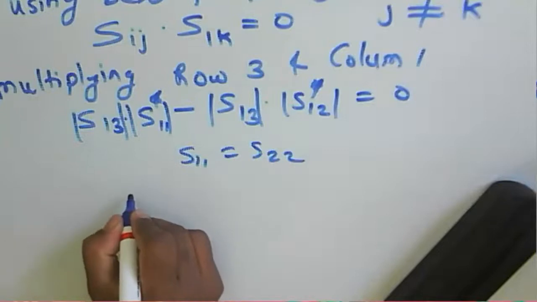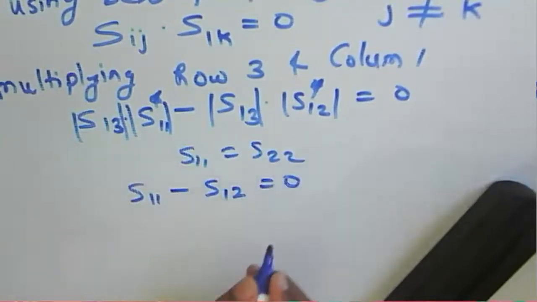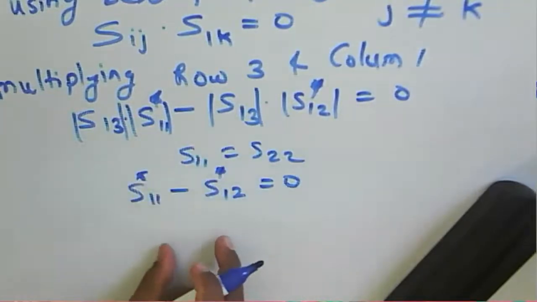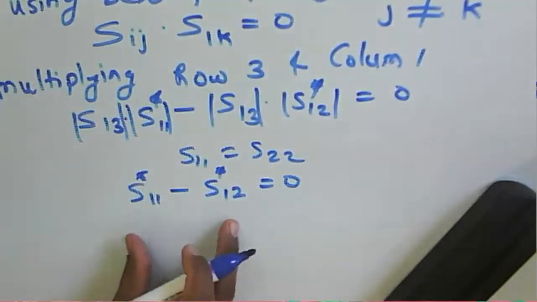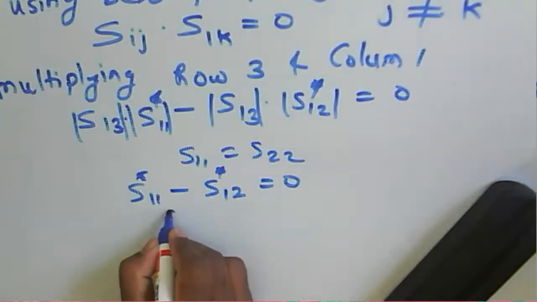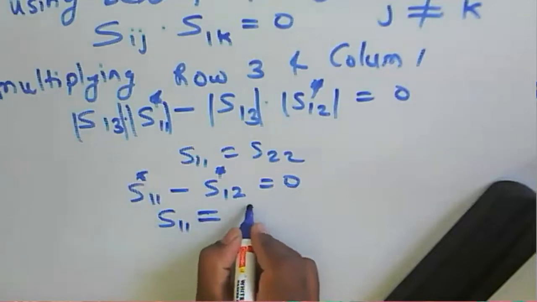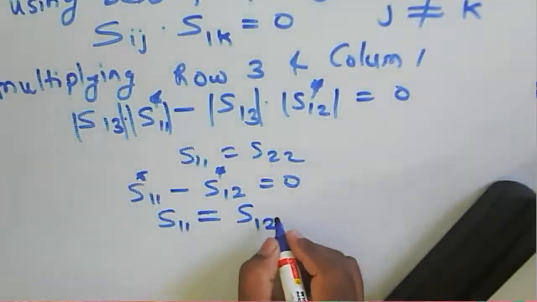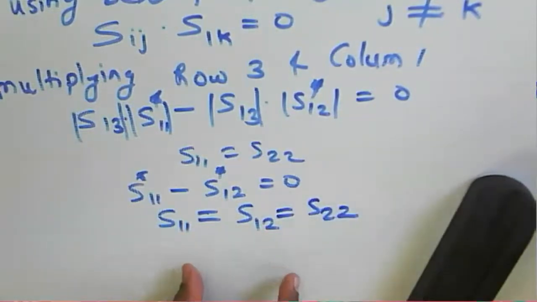Okay. So then we can say that S11 minus S12 is equal to 0. Okay, we say that the complex conjugate of S11 minus S12 is equal to 0. From this, we say that S11, because that particular port is matched perfectly here, in that case, for the given matching condition, S11 is equal to S12 is equal to S22.